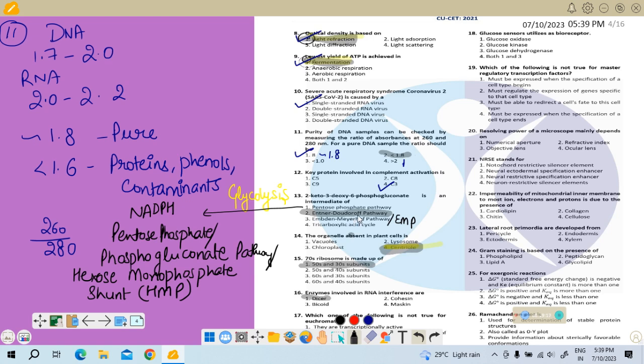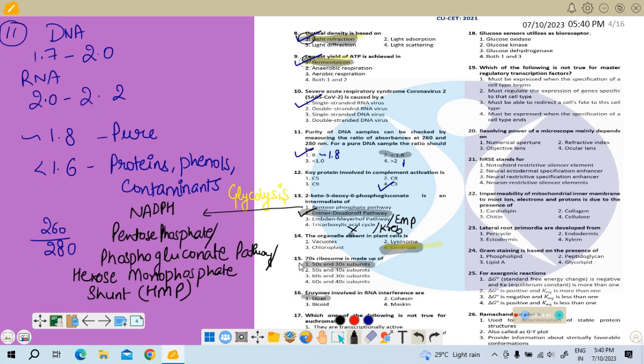Then Entner-Doudoroff pathway. So here in the second option, these are all somewhere subparts of glycolysis. This 2-keto 3-deoxy-6-phosphogluconate is found in the Entner-Doudoroff pathway. Krebs cycle, TCA cycle, that is Krebs cycle. So we are not talking about Krebs cycle, right?